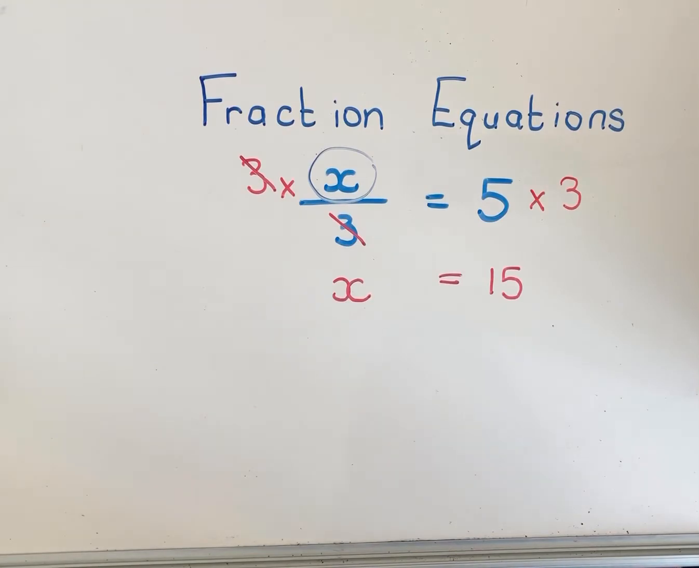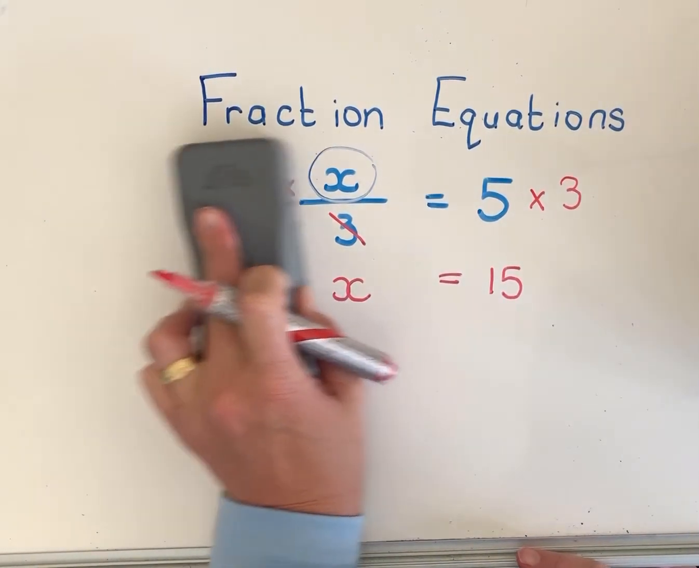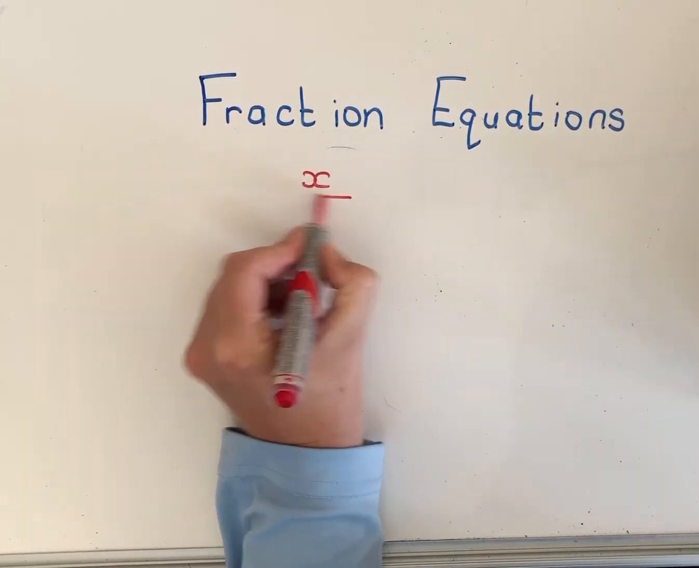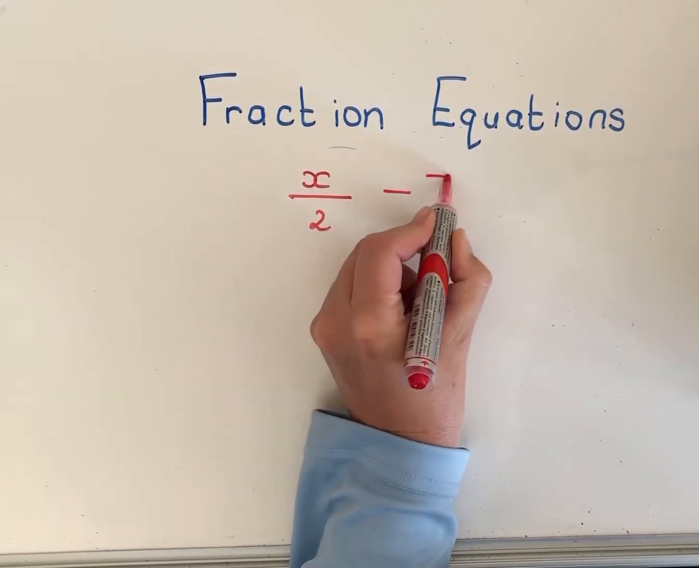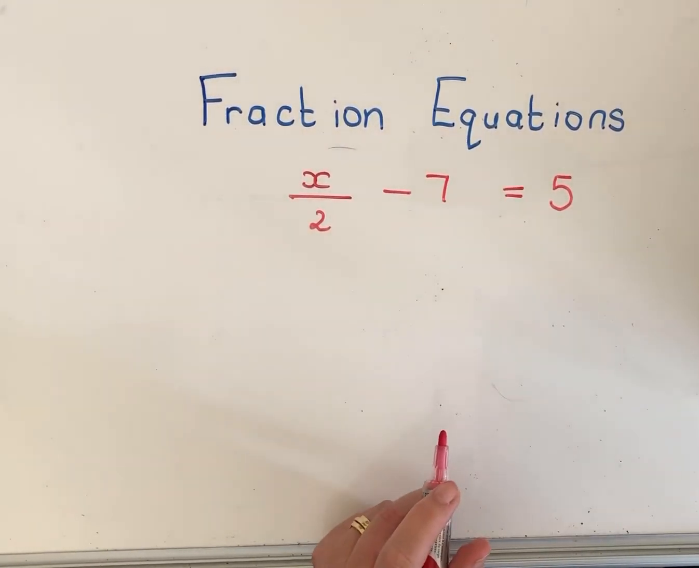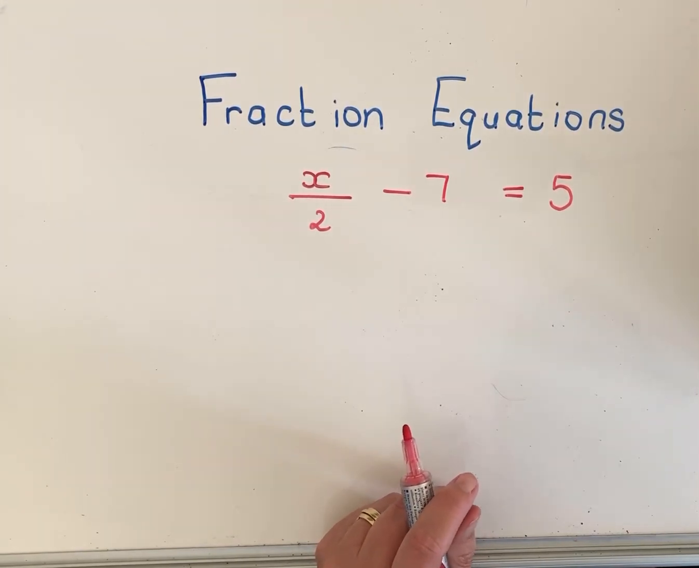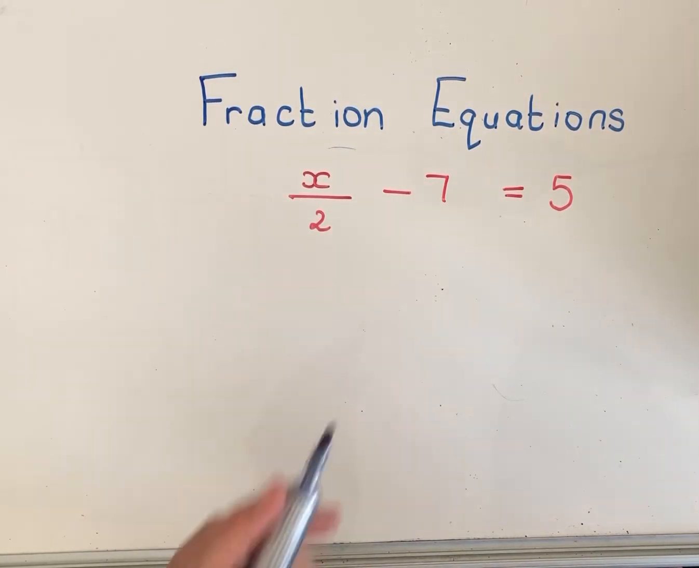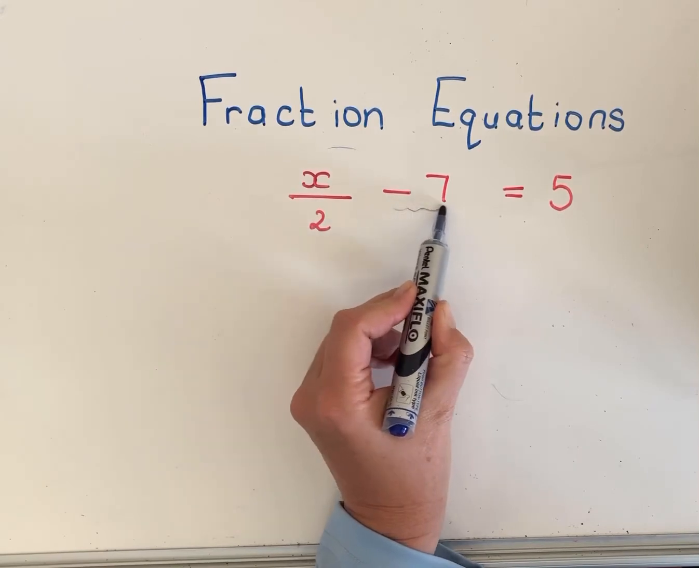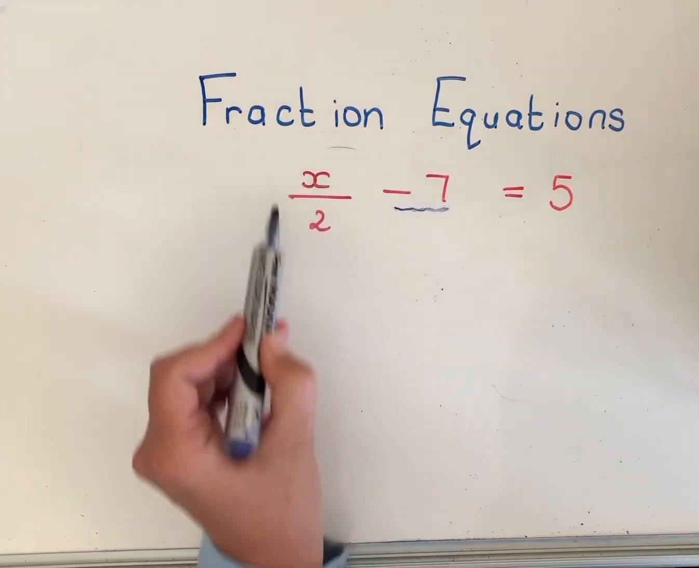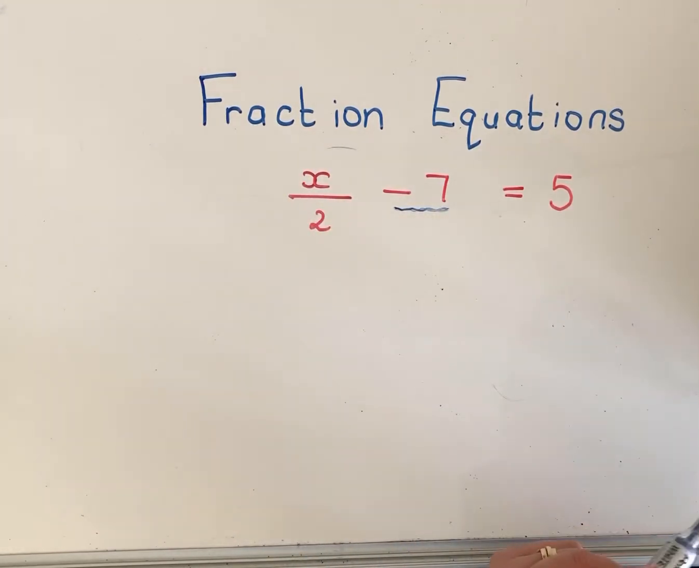Let's try a slightly more complex example. What happens if we had x over 2 minus 7 equals 5? Okay, that's a little bit more difficult to work out in your head, but you probably could still do it. Let's solve it with the rules that we've learned. I think the best idea is first to get rid of this minus 7. Because remember, on the left we only want x's, and on the right we want numbers.